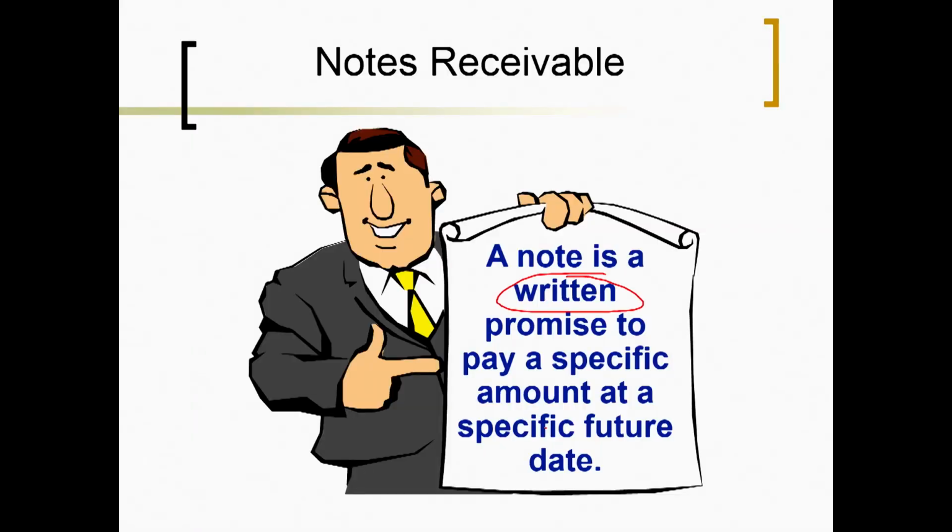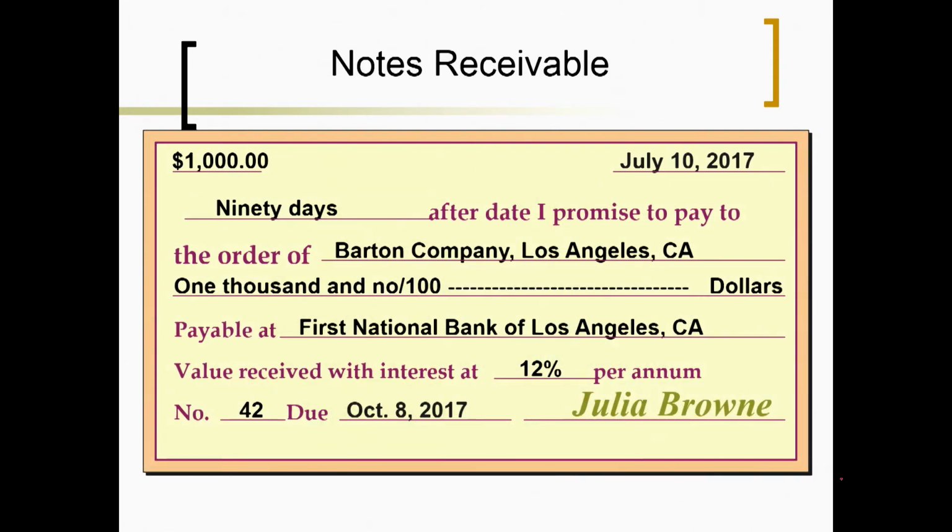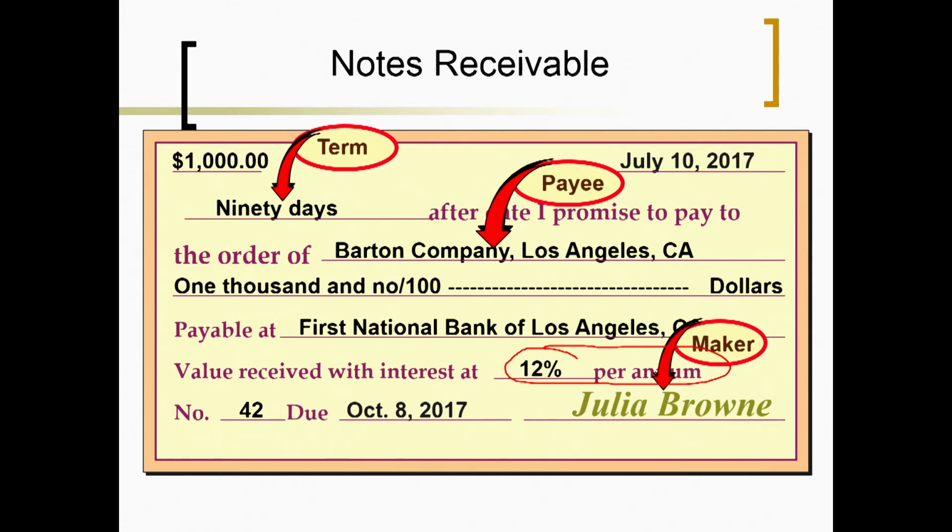As I said, it is a written promise to pay a specific amount at a future date, and there's usually interest involved. It might look something like this. 90 days after the date, I promise to pay the order of Barton Company. We're Barton Company. $1,000, with interest at 12% per annum, which means 12% per year. Now, that's the terms of the note. The maker of the note is the one who is eventually going to have to pay that. The payee is us, Barton Company. We're the ones who put the receivable on our books.